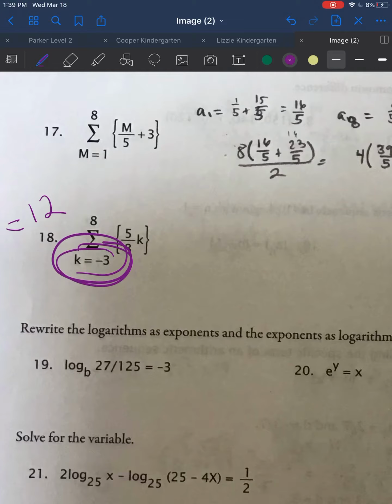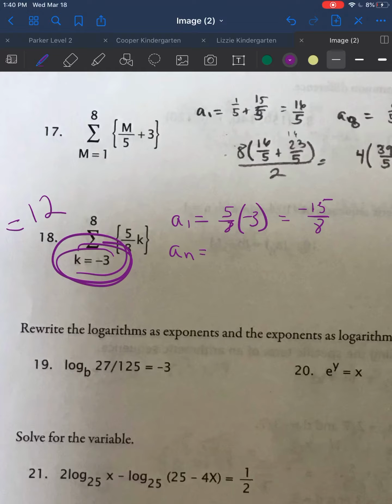Okay, so to do this one, we start off with a sub 1. We are not plugging in 1. This a sub 1 means the first term. The first term has a k value of -3, so we'll say 5/8 times -3. Again, that 1 doesn't mean the number 1, that means the first term. So then we end up with -15 over 8.